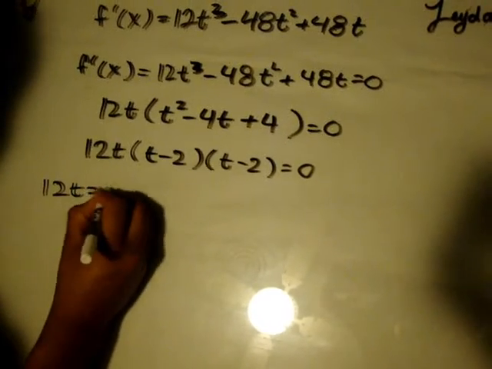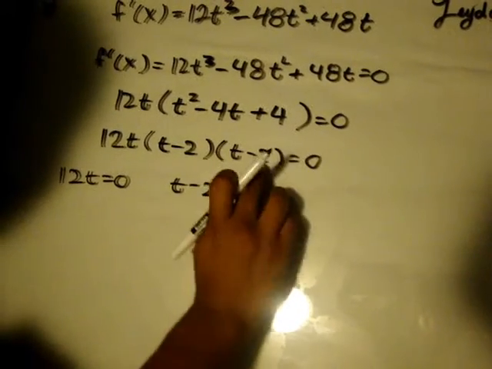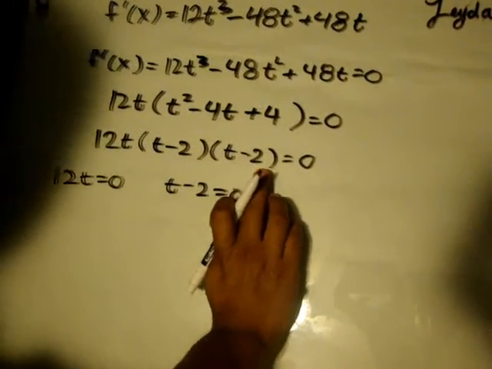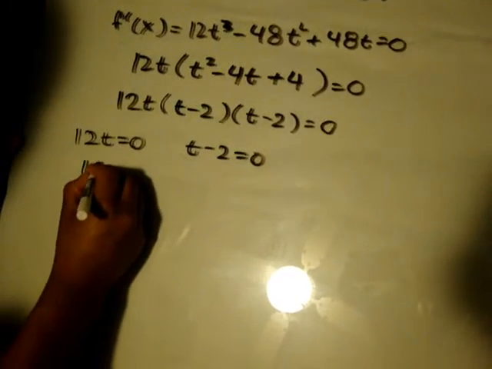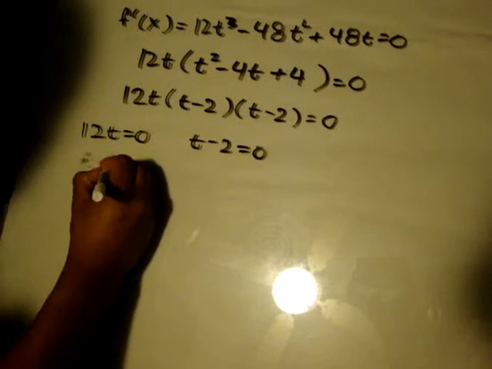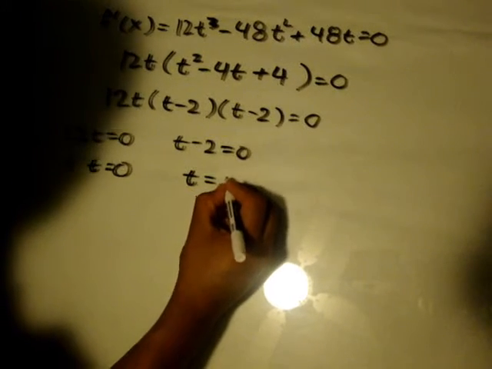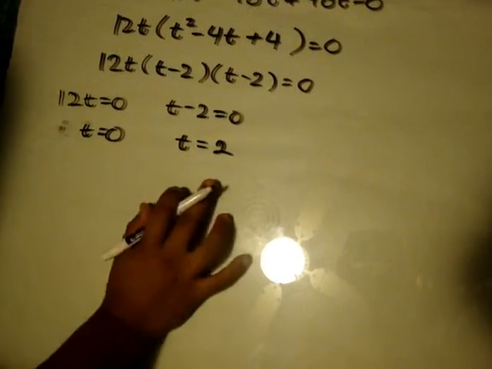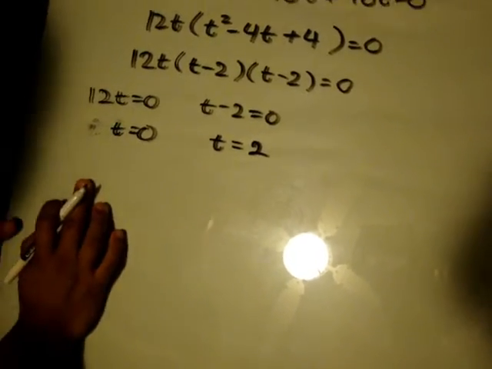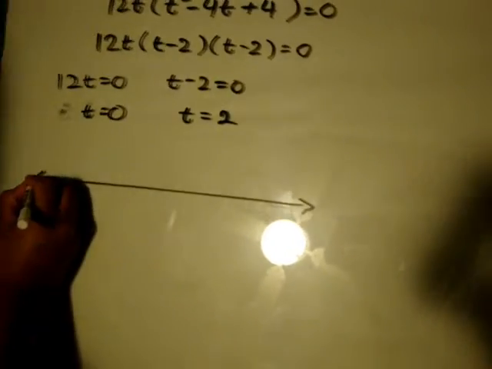So we're going to make 12t equal to 0, and t minus 2 equal to 0. You don't need to write down the second (t minus 2) because it's the same factor. So 12t equals 0 gives t equals 0, and t minus 2 equals 0 gives t equals 2. Now that you have your two roots, we're going to draw the number line chart.